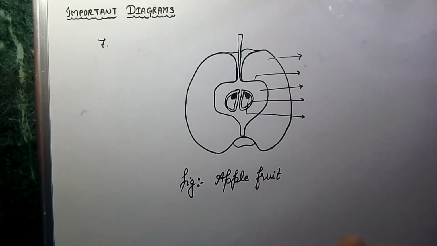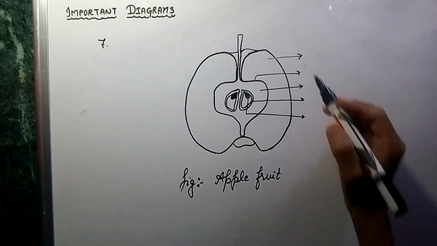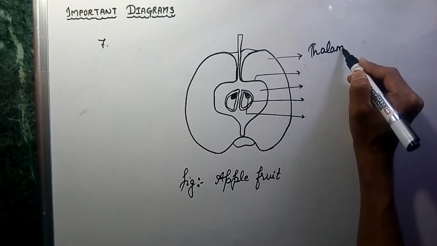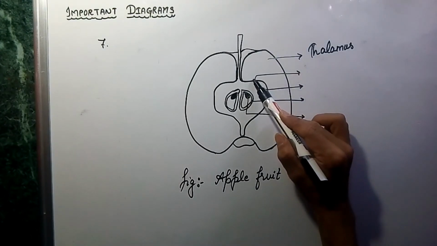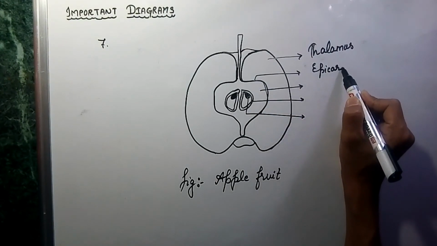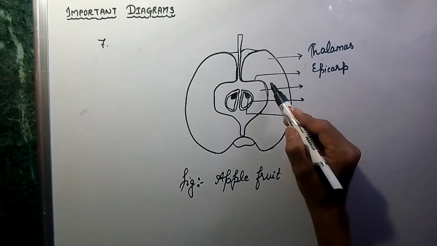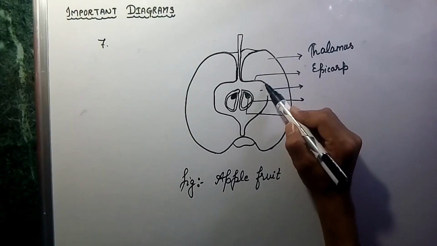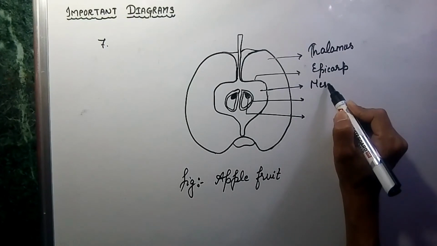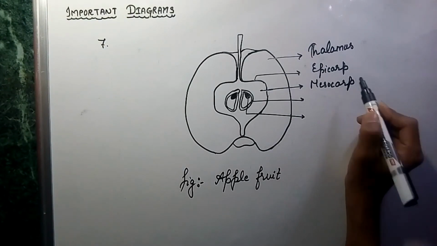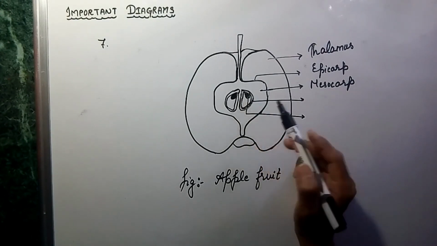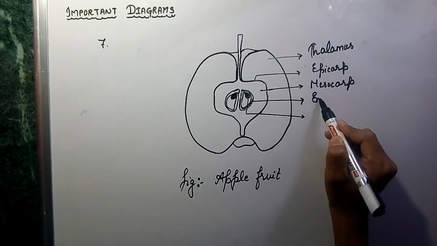So the next diagram is of an apple fruit. Now we know that the edible part of the fruit is known as the thalamus. Whereas inside the thalamus, this region is known as our epicarp. Inside the epicarp, this whole region is the mesocarp. And again inside the mesocarp, this area is our endocarp.